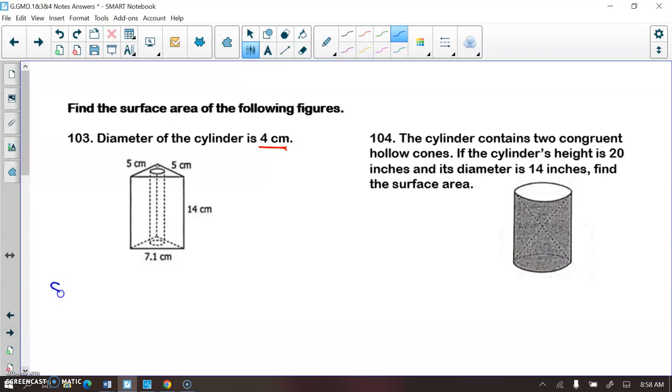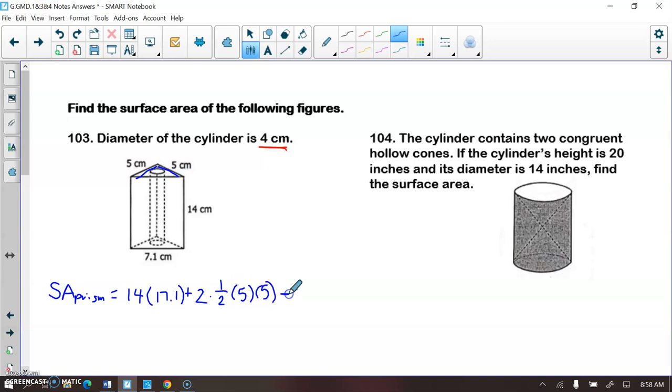I'm going to do the surface area of the triangular prism, and that is going to be the height of that prism, which is 14, times the perimeter of the base, which is 5 plus 5 plus 7.1. So that's 17.1. Plus 2 times the area of the base. It's a right triangle with these two as legs. So 1/2 times 5 times 5.